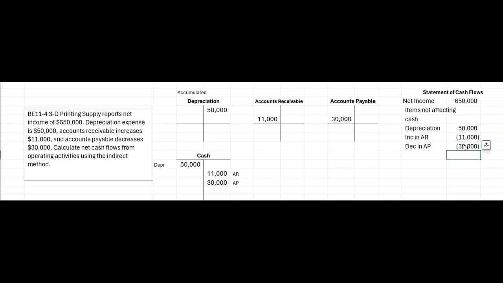All right, and that's what we've got so far. So what do we have? $659,000, and that's right. So this would be net cash flow from operating activities. Okay. All right.